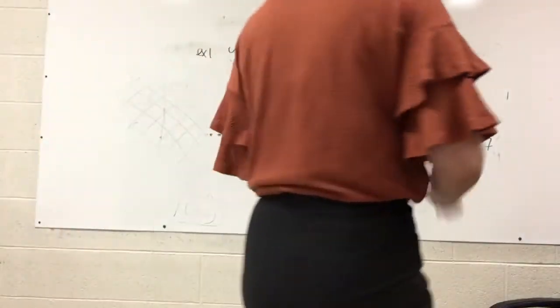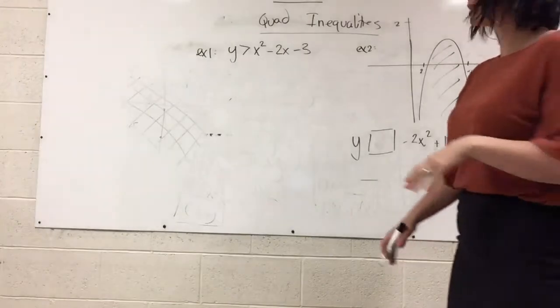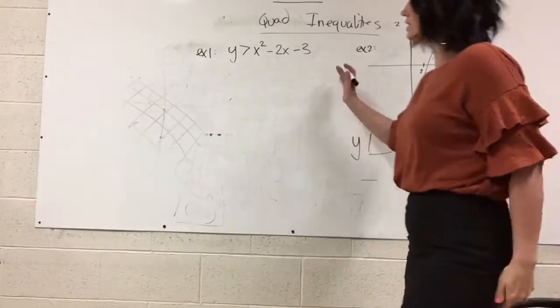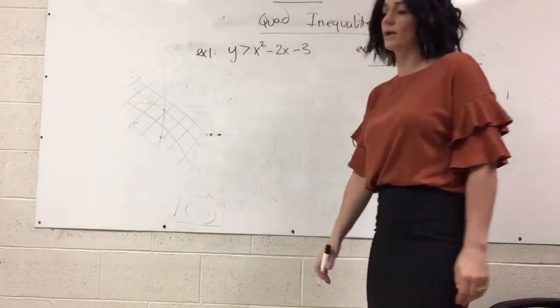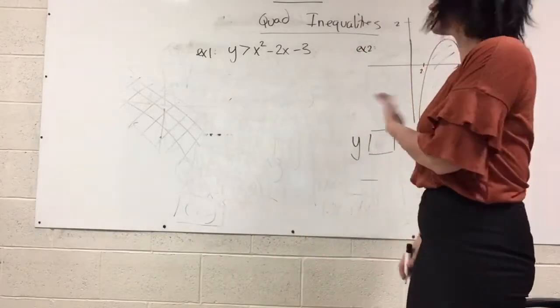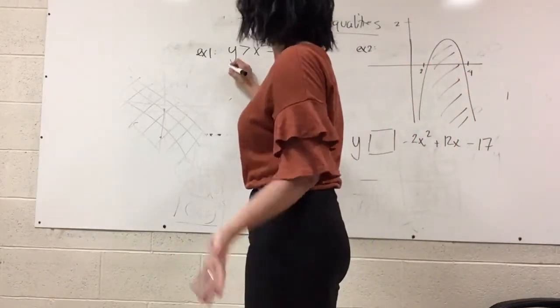Okay, last thing for this unit. We are going to look at quadratic inequalities. Basically the same thing we did for linears, we're going to sketch the feasible regions. We're going to sketch where y is bigger than x squared minus 2x minus 3. So our first job is to not really worry about the inequality and just figure out what this graph looks like. So we're going to think about it as an equal sign.